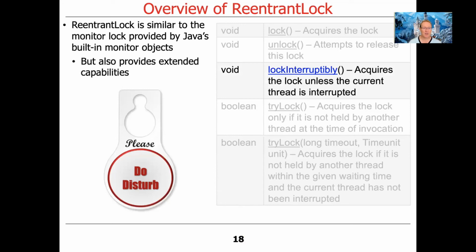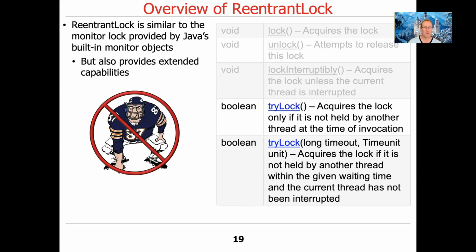One of the capabilities you get is the ability to lock interruptibly, which means that if another thread wants to interrupt you, then the lock call will return after the interrupt request is set and sent to the thread that's in the lock. By default, lock is not interruptible, but if you use lock interruptibly, then it is interruptible. And that's not a feature that you get with the synchronized keyword in Java.